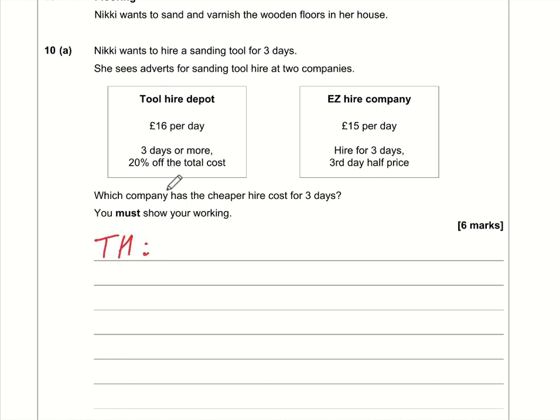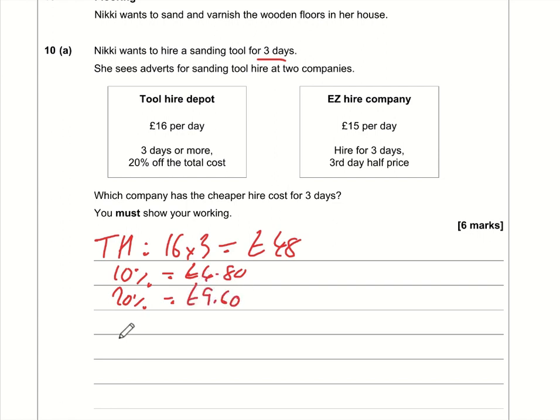Question number 10. Okay, so the tool hire depot, I'll just write TH for short. It's £16 per day, and we want it for 3 days. First of all, 16 times 3 is £48, but it's going to be 20% off. Well, 10% is £4.80, just divide that by 10, so 20% is £4.80 doubled, and that is £9.60. So all we need to do is subtract the £9.60 from £48, and we get £38.40.